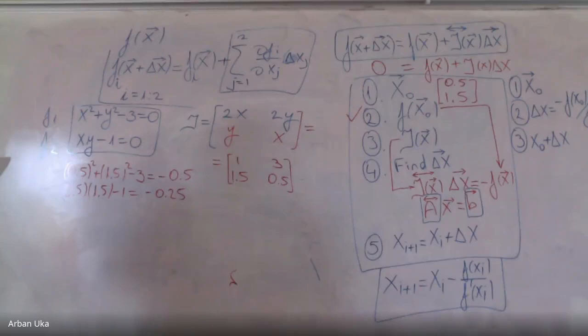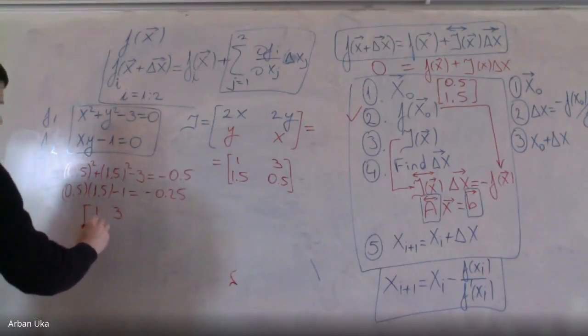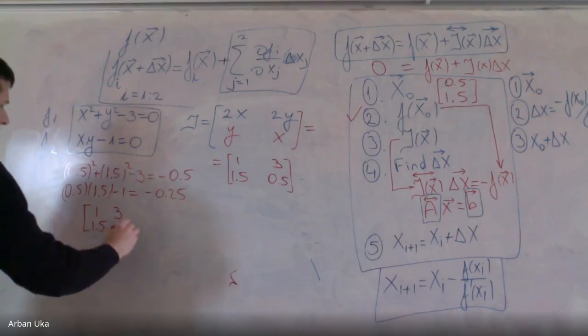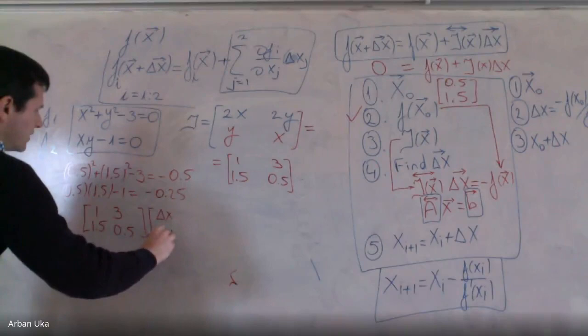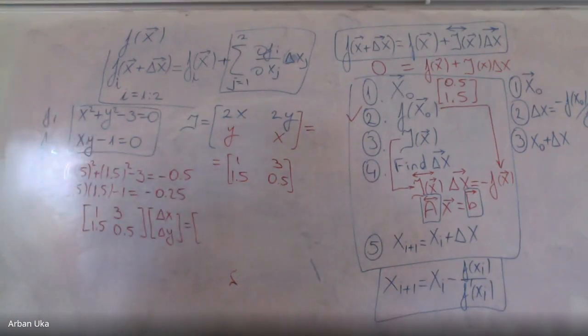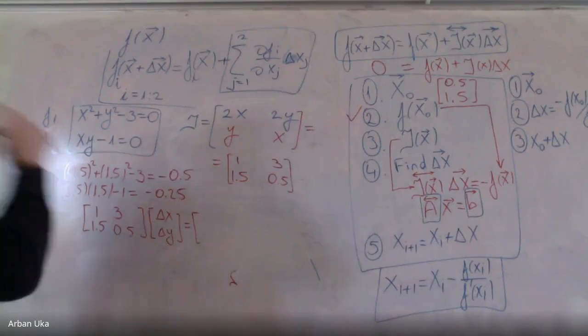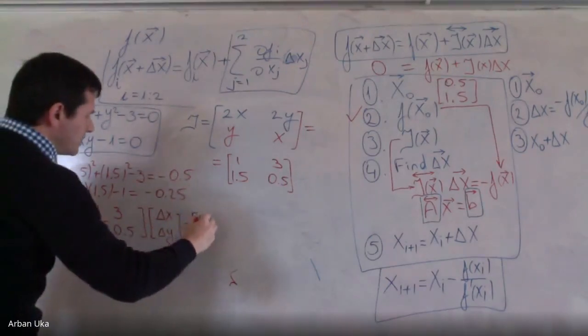We need to evaluate the delta x. So let me write this. We have 1, 3, 1.5, and 0.5. This is the Jacobi matrix, times the delta x and the delta y. Okay, so actually we're writing this is equal to minus f of x. Now, what was f of x? It is minus 0.5 with a minus 0.25.